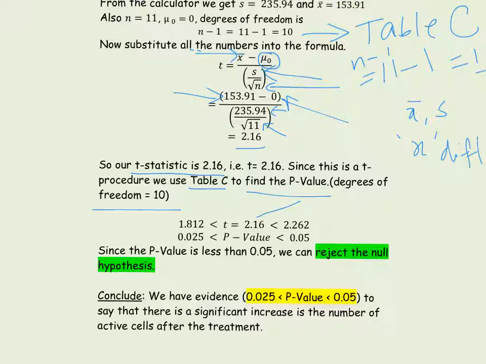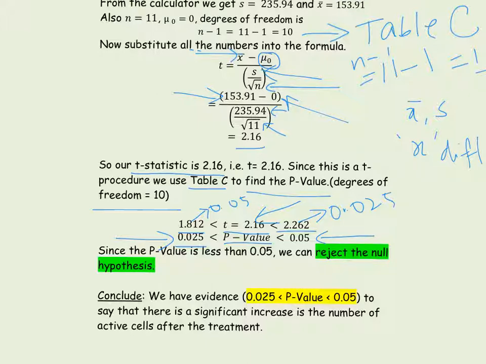Now when we look at the row headed by 10, which is the degrees of freedom 10, 2.16 lies between 1.812 and 2.262, and the p-value lies between, so the p-value for 1.812 is 0.05 and the p-value for 2.262 is 0.025. But when you write down an inequality, make sure that the smaller number comes on the left, the larger number comes on the right, which tells us that the p-value lies between 0.025, the smaller number, and 0.05, the larger number.